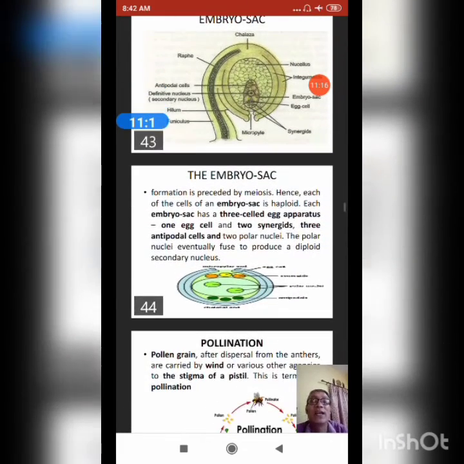And the embryo sac's speciality is that, when the formation is preceded by meiosis, each of the cells of the embryo sac is haploid. Each embryo sac has a 3-celled egg apparatus: one egg cell and two synergids, three antipodal cells, and two polar nuclei. The polar nuclei eventually fuse to produce a diploid secondary nucleus.